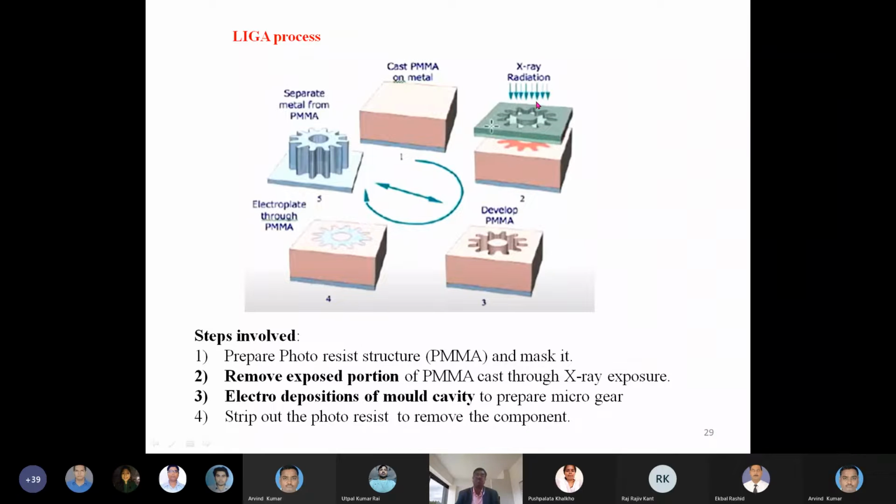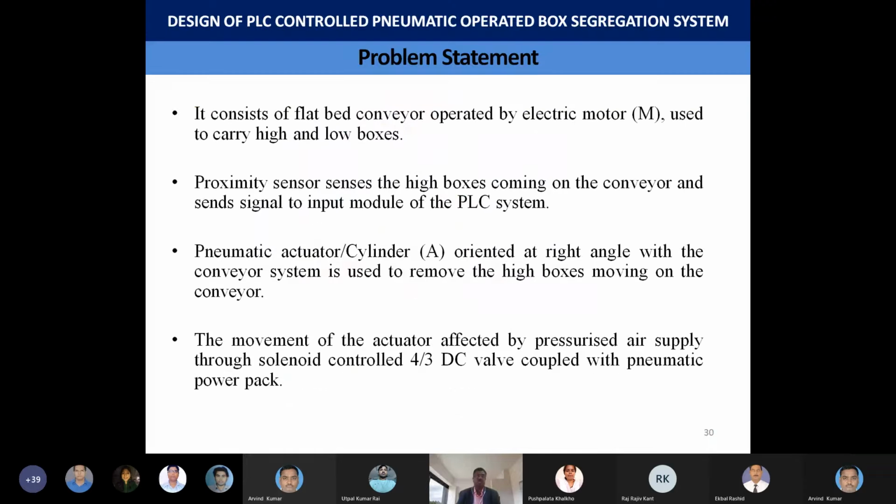It is deep X-ray exposure so that it can reach the full height of the deep structure, and the exposed portion of the PMMA is removed. Once the mold cavity is ready, electrodeposition is carried out and the micro gear is generated, which is finally stripped out by removing the photoresist material, and the gears are obtained. This is how the LIGA process is commonly used for generating high aspect ratio micro components in mechatronic systems.